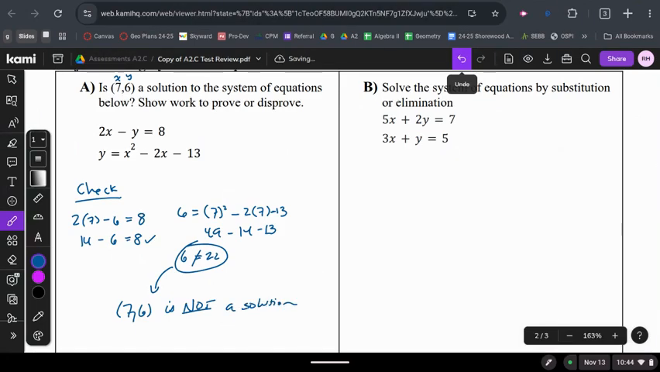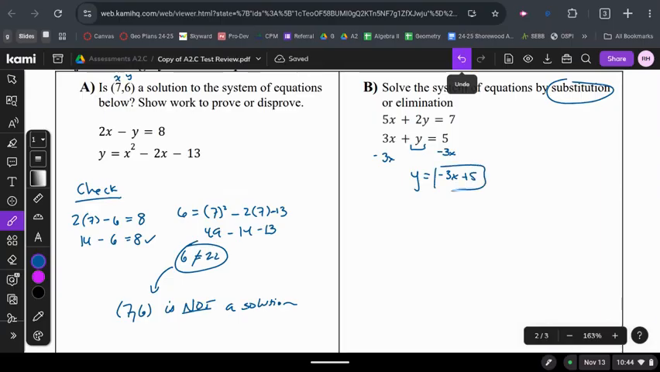For the second one, I'm going to show both methods, solving by substitution and elimination. We're going to start with substitution. I always look for the variable that has no coefficient. So I see a 5, I see a 2, I see a 3, but I just see a 1 for this one. So that's a clue that I want to isolate the y here, which means I need to subtract 3x from both sides to get y equal to negative 3x plus 5.